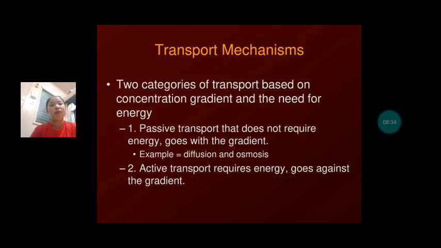The transport mechanisms have two categories based on concentration gradients and the need for energy. One is passive transport, which doesn't require energy and goes with the gradient. Examples are diffusion and osmosis. Next is active transport, which requires energy and goes against the gradient.